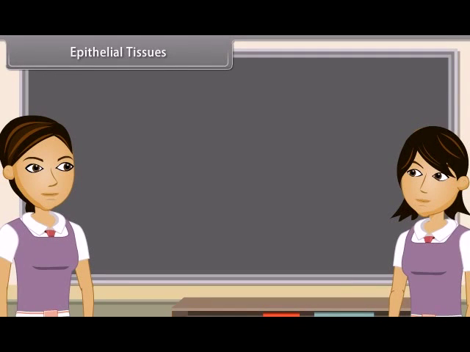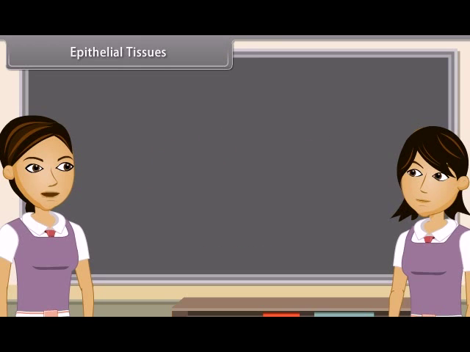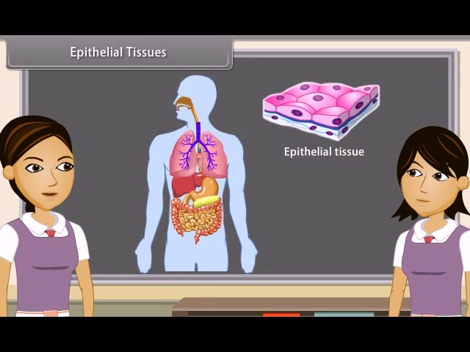Epithelial tissues. Tissues which cover all the organs of body externally and also line hollow organs internally is known as epithelial tissue. Yes, Ankita, the cells of epithelial tissue are tightly packed and it forms a continuous sheet. There is no intercellular space and matrix between these cells. Epithelial cells are present in skin, lining of buccal cavity, alimentary canal, kidney tubules, lungs, glands.